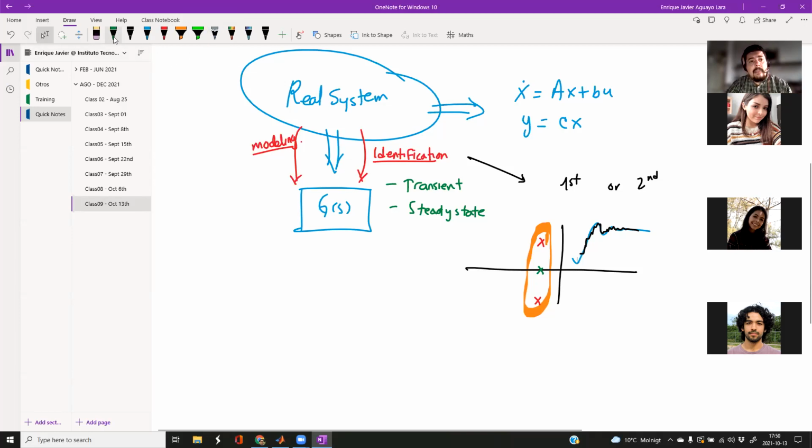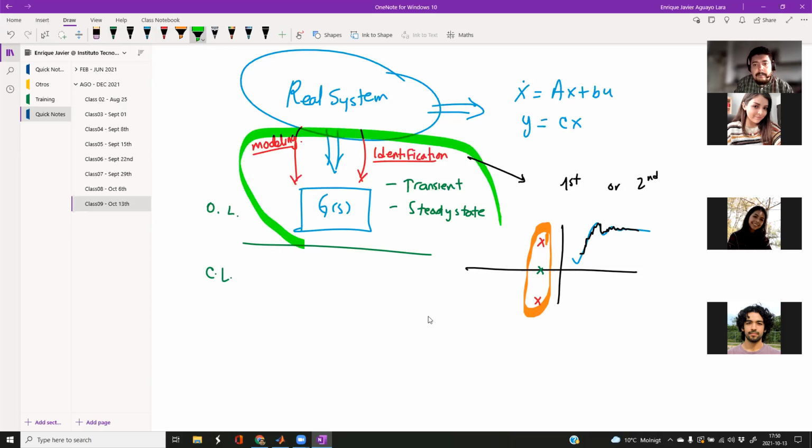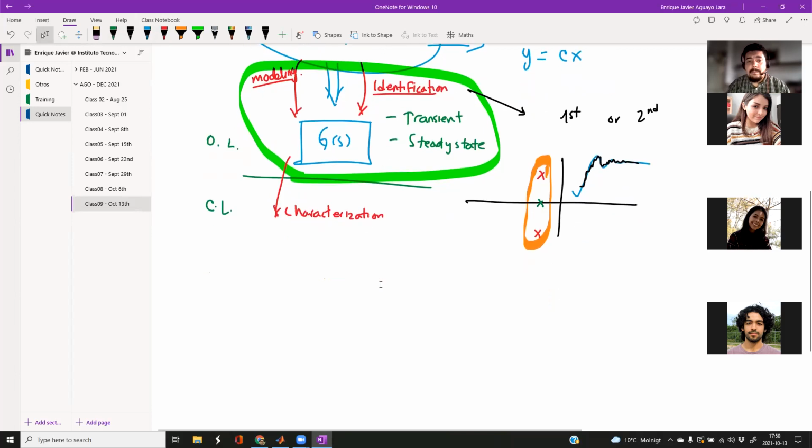Now, then we started to see how the system behaves in closed loop. All this was done in open loop. Then we started to analyze the closed loop system. And we said, okay, everything that we already know from here, let's reuse it. So we imported the characterization of the system and started to analyze how the system would behave in closed loop.